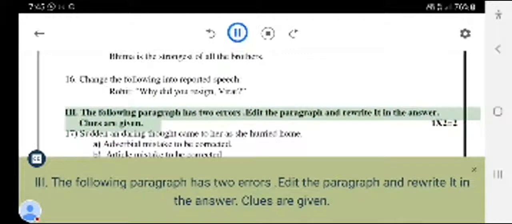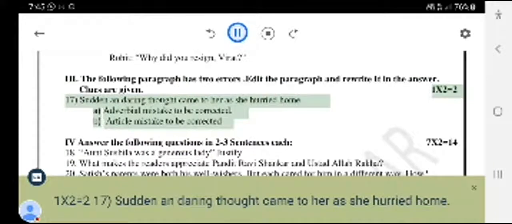3. The following paragraph has 2 errors. Edit the paragraph and rewrite it in the answer. Clues are given. 1x2 = 2, 17. Sudden and daring thought came to her as she hurried home. A. Adverbial mistake to be corrected. B. Article mistake to be corrected.